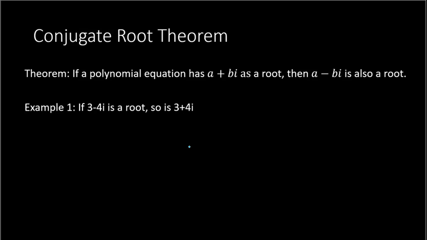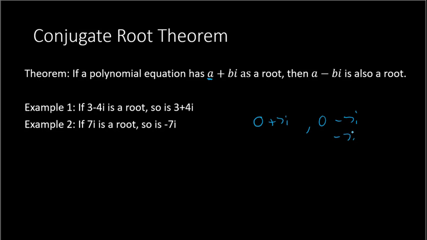And here in the next example, we have 7i. If 7i is a root, think of that as 0 plus 7i, where the a value would be 0. The conjugate would be 0 minus 7i, or simply negative 7i. So if positive 7i is a root, then negative 7i would also be a root.